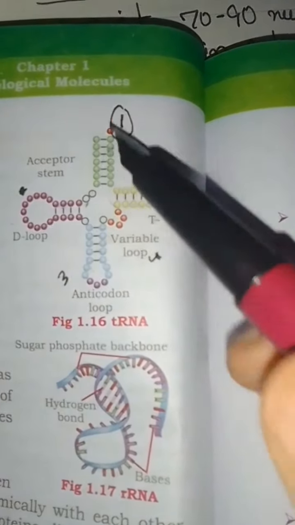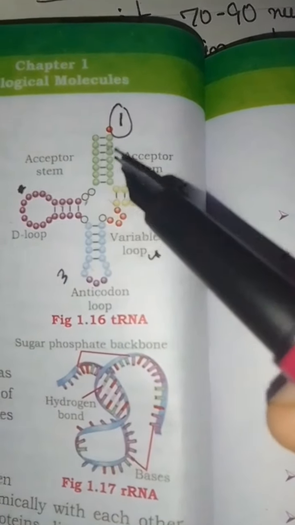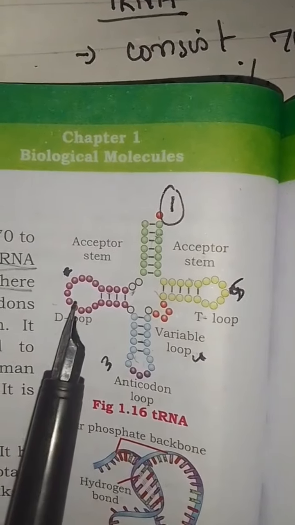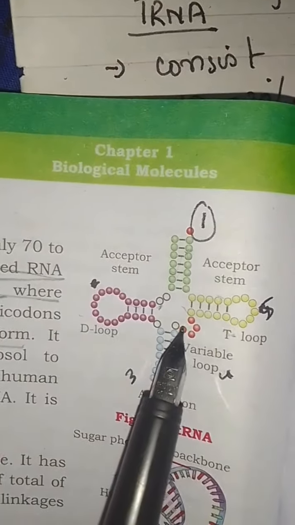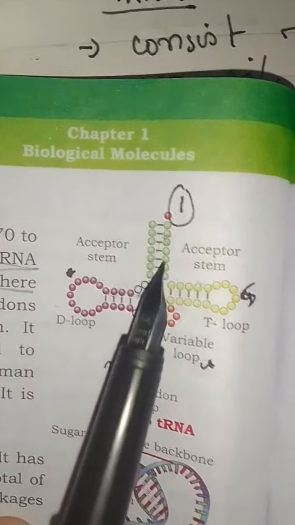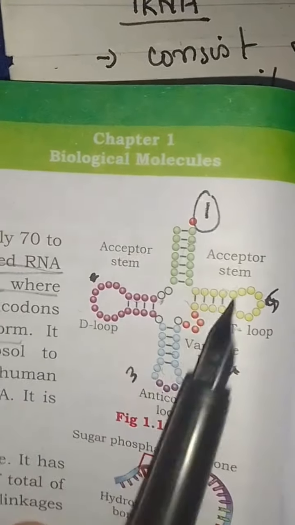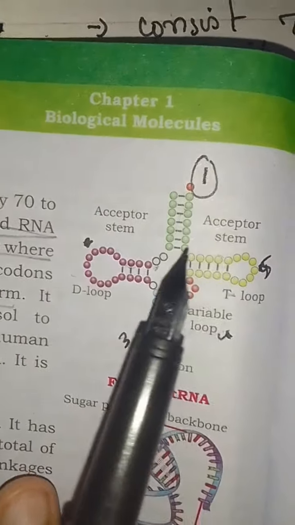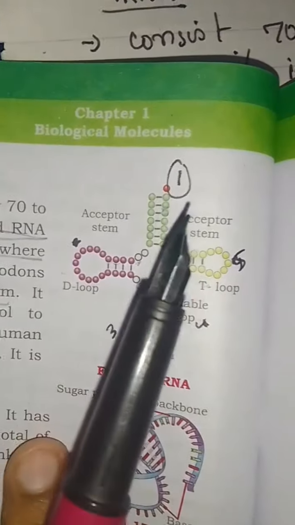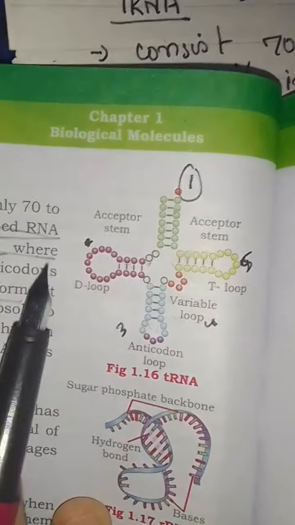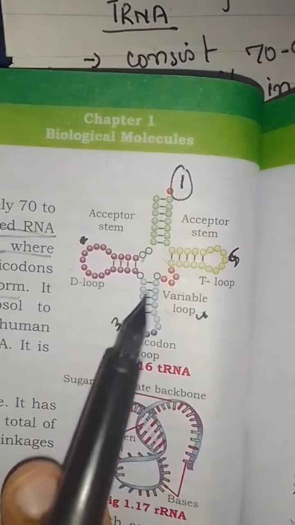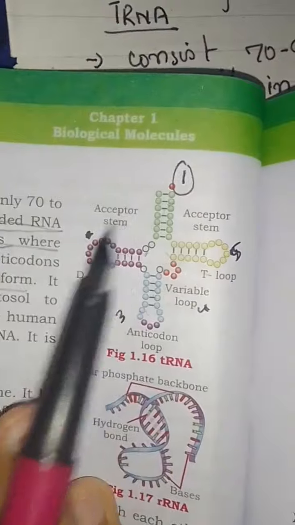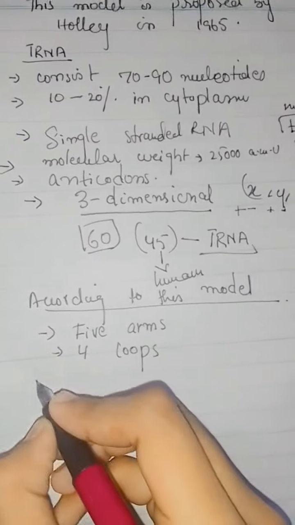This one, the acceptor arm, does not have a loop, but all the remaining ones have a loop. It has a loop, it also has a loop, and it also has a loop. But the acceptor arm does not have a loop. It means it has 4 loops but 5 arms, because the acceptor arm does not have a loop. Only these 4, the T loop, variable loop, anticodon loop, and D loop, have loops. Now we are going to the first arm.